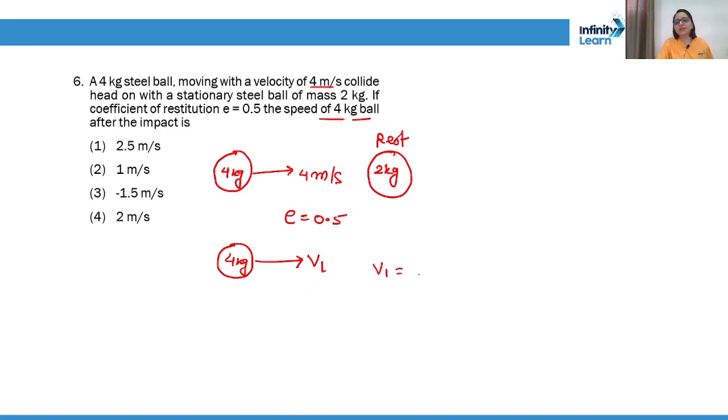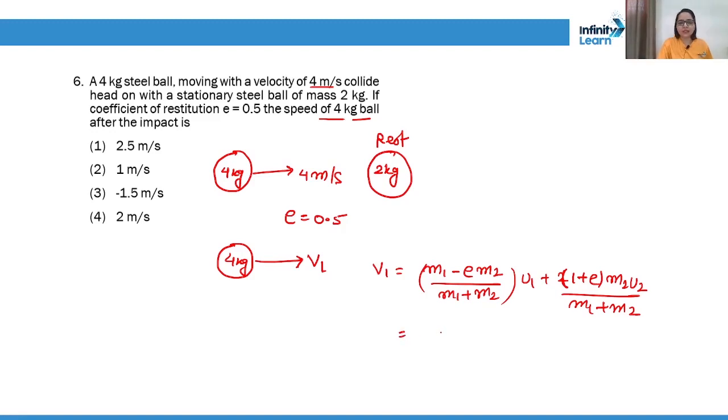So v1 can be written as (m1 minus e m2) divided by (m1 plus m2) into u1, plus (1 plus e) into m2 u2 divided by (m1 plus m2), right?